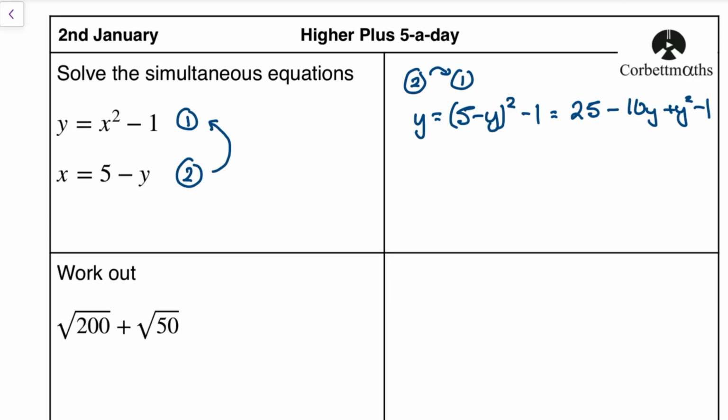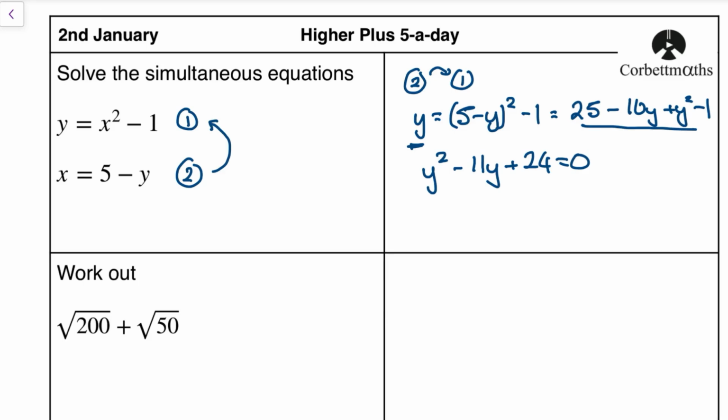So remember, I've got a y here, and I've got equations here. The way I've written it is probably not ideal. So that's going to give me y squared minus 10y minus another y, which is minus 11y. And then I've got 25 minus 1, which is 24. And so that's going to give me this equation here.